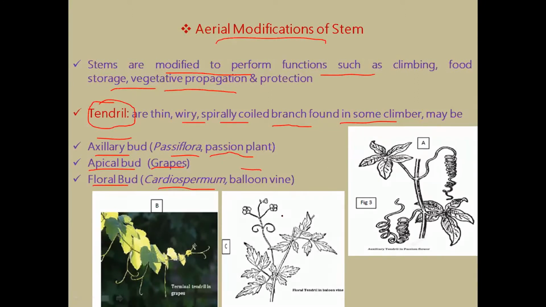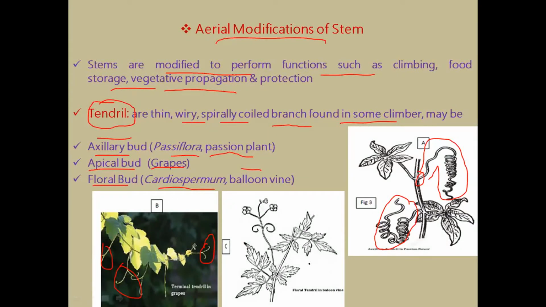So you can see there are three different types of tendrils we discussed. First one is axillary, found in passiflora. So you can see here, this is the axillary tendril. This is another one. This is passion plant. Next one is apical bud in grapes. You can see this is the apical part, and it is developed into a tendril. It is found in grapes.